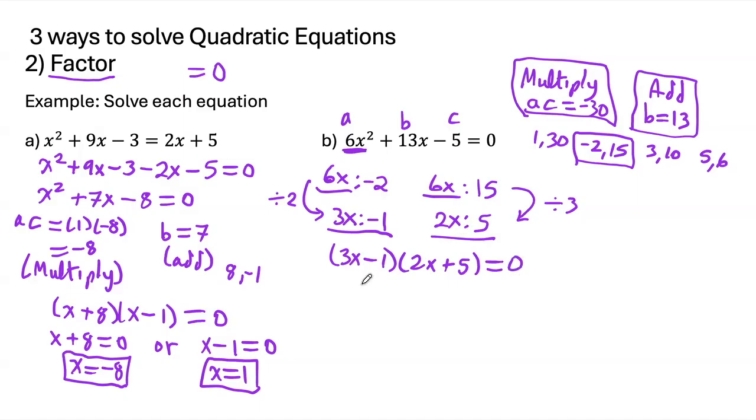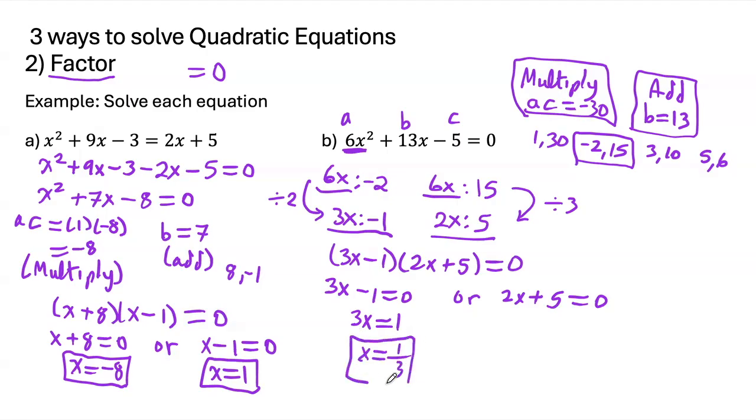And now we can solve. Either 3x minus 1 is equal to 0, or 2x plus 5 is equal to 0. We rearrange. 3x is equal to 1. Divide both sides by 3, and you get one solution as 1/3. And the second solution is going to be negative 5/2. So these are two good examples on how to solve quadratic equations with factoring.